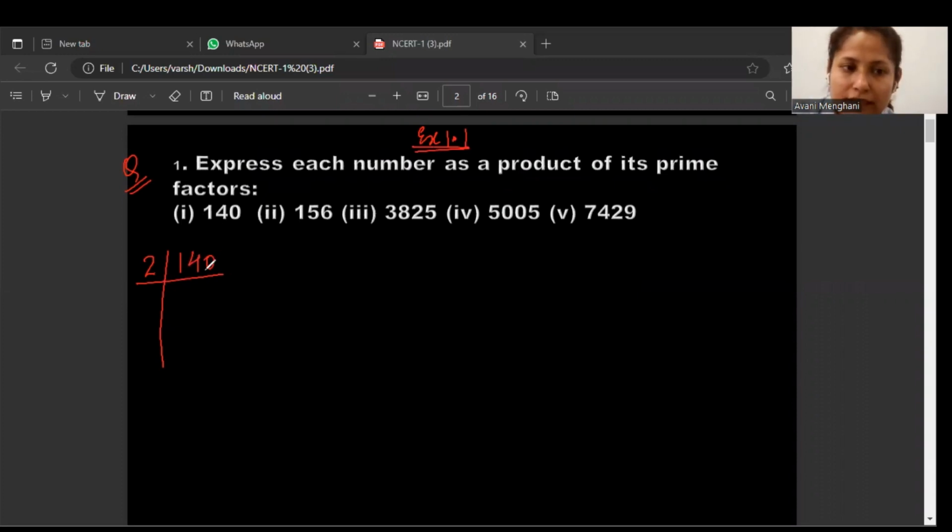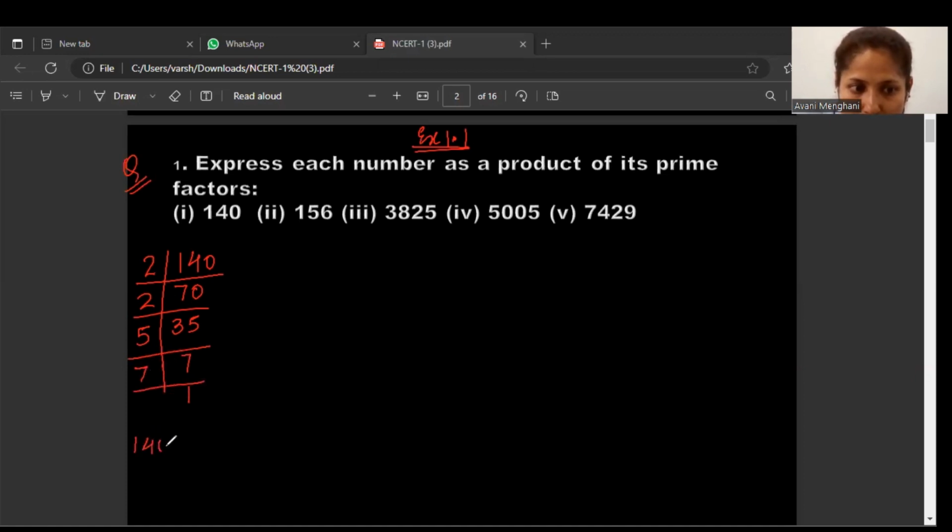So 140. This is an even number, so it will be divided by 2. So 70. Again, it will go by 2. 35. Then by 5, it will give you 7. 7, 1. Now, how can you write 140? 140 equals 2 times 2 times 5 times 7. This is the prime factorization of 140. We wrote 140 as a product of its prime factors. This was question number 1. Let's do question number 2.